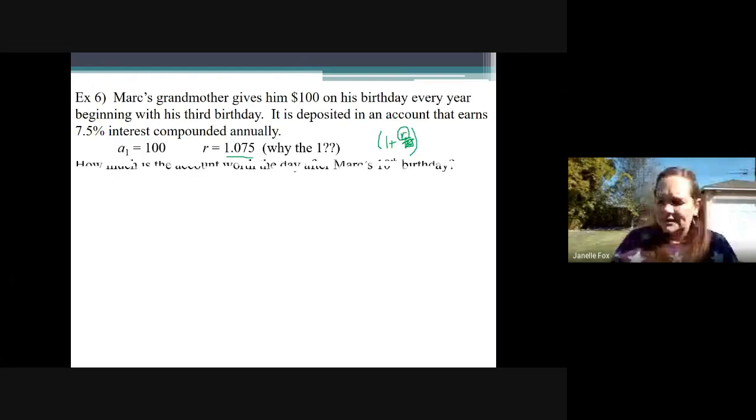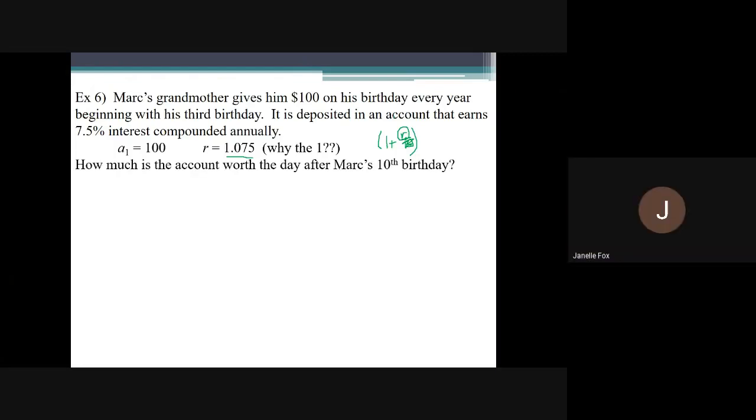The question says, how much is in the account the day after Mark's 10th birthday? Remember, on his 10th birthday, he would get another $100. So we have to think about how many terms this is. Let's talk about this. Some of this makes sense to me, and some of it is a little bit of a question mark for me.